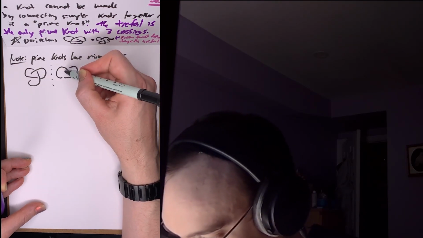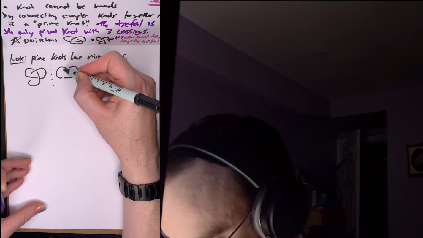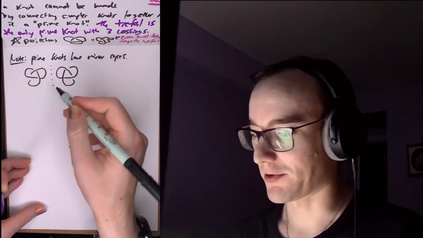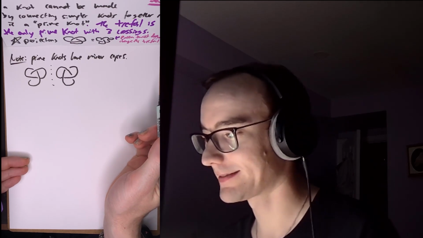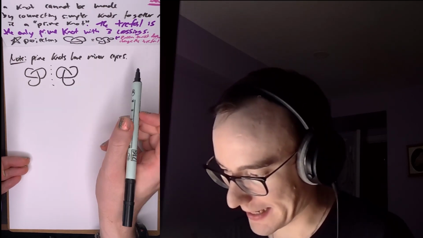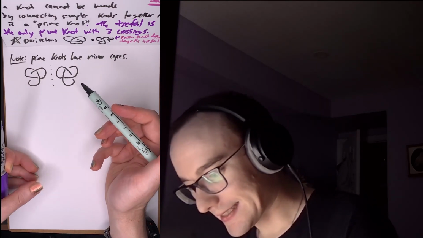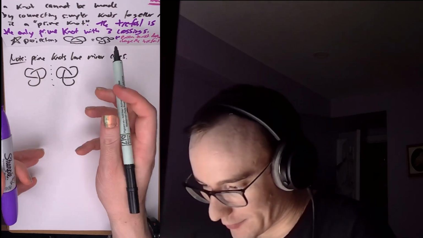This line here, I really duffed that up so hard. I'm gonna make it a little too symmetrical. There we go. That's pretty good. It looks pretty good. Okay, so prime knots have mirror copies. As you can see, this is not the same knot. It is the inverse.